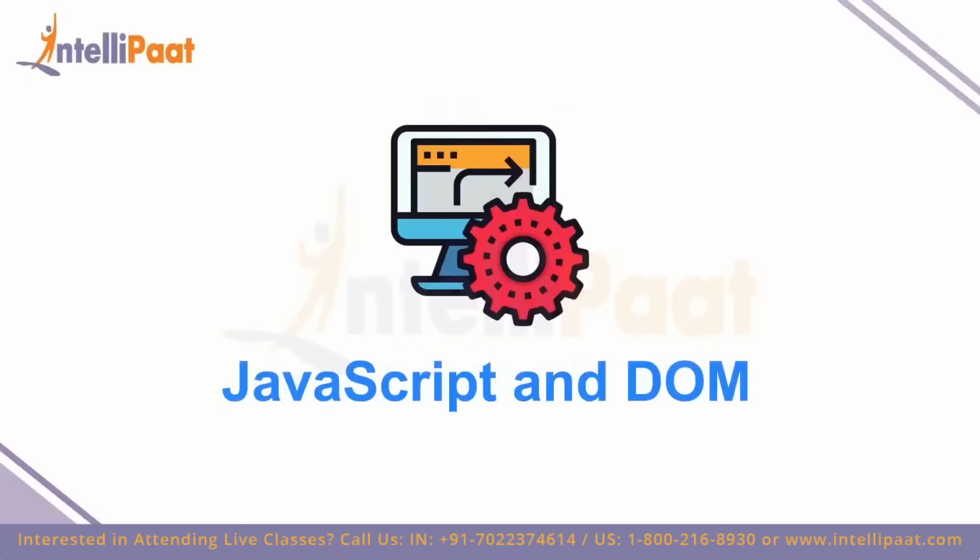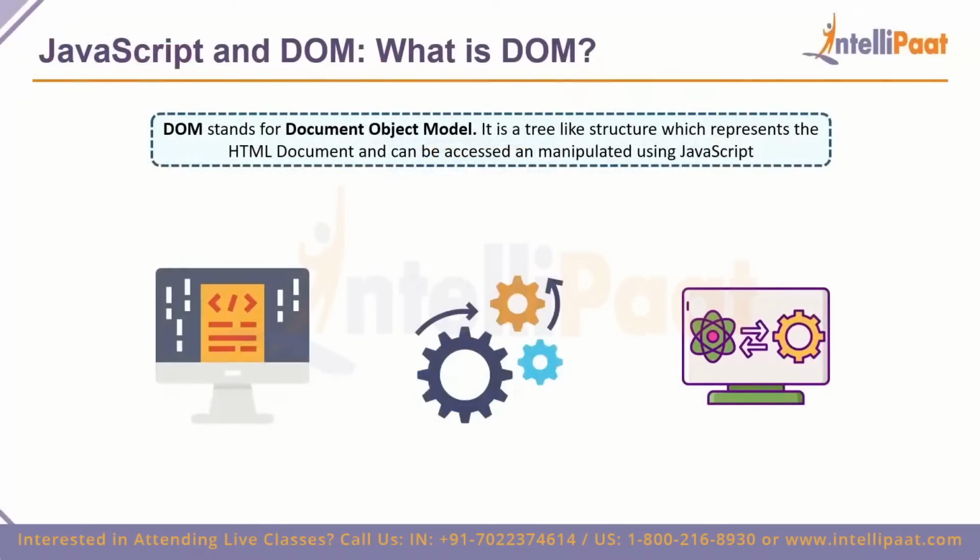All right, so now let's take a look at JavaScript and DOM. First, we'll understand what a DOM is. So DOM stands for Document Object Model. It is a tree-like structure which represents the HTML document and can be accessed and manipulated using JavaScript. So if you remember, when we were discussing the history of JavaScript, JavaScript was created in order to manipulate HTML pages. And the DOM is the way that it does that.